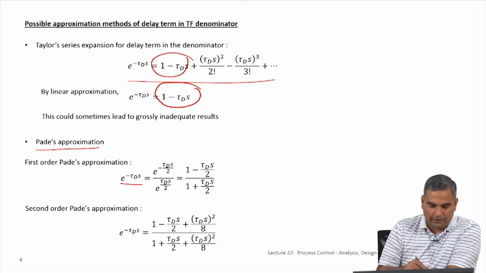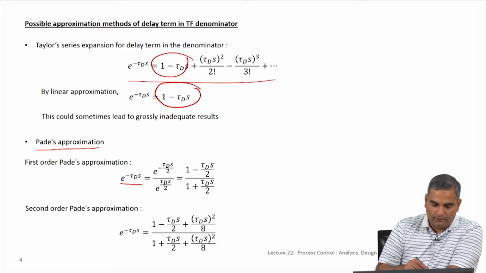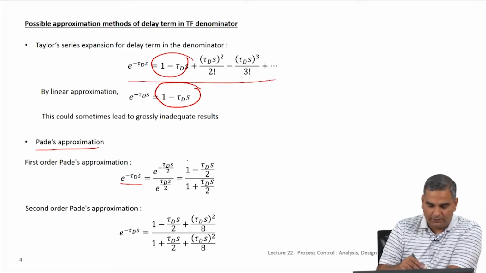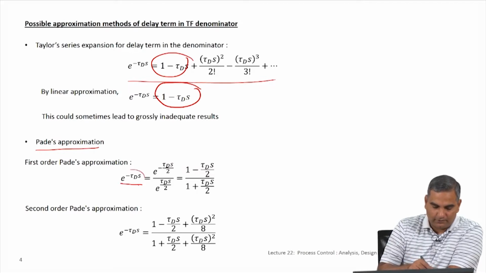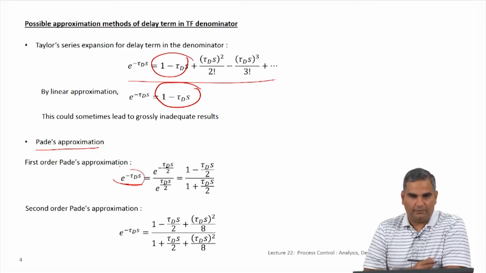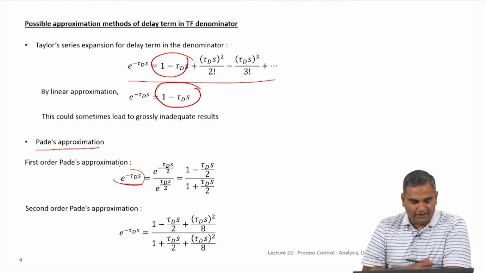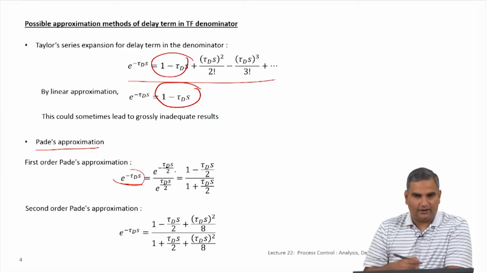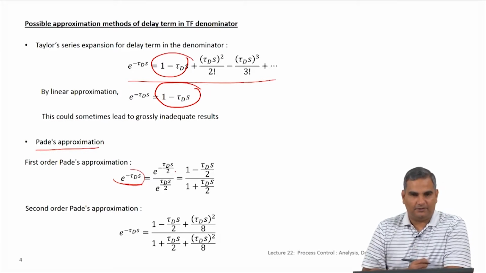So all you need to know is e power minus tau ds, you are going to write it as e power minus tau ds by 2 divided by e power tau ds by 2. Now if you take this to the numerator, that will be e power minus tau ds by 2 times e power minus tau ds by 2, which will be this. Okay. So you are simply writing e power minus tau ds by 2 divided by e power tau ds by 2. Now once you understand this, first order, second order, third order approximation of Pade approximation is very straightforward.